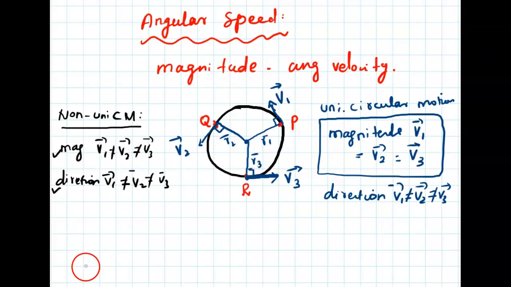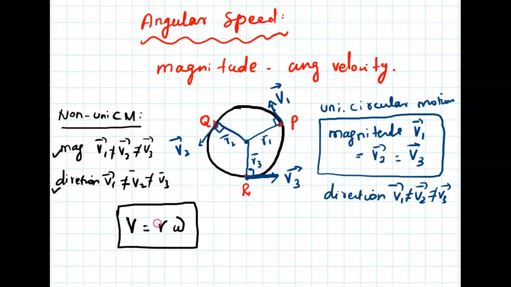And here we have the linear relation between the angular speed, angular velocity, and linear velocity. The relation is v is equal to r omega. Here v is the linear velocity, r is the position vector or the radius vector, and omega is the angular speed or angular velocity.